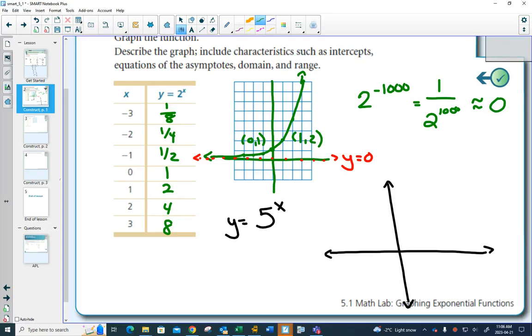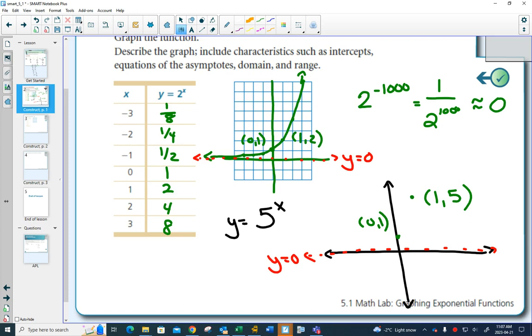First of all, plugging in 0, doesn't matter what the base is, you will always have 0, 1. So that's why I labeled 0, 1. And we're also going to label 1, something. I hope it makes sense that when you plug in 1 for x, you will just get the base. Because 5 to the 1 is just going to be 5, 2 to the 1 was 2. So you get 1, 5. All of our parent exponential graphs will have an asymptote at y equals 0.